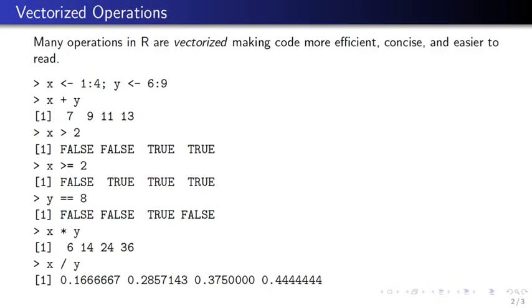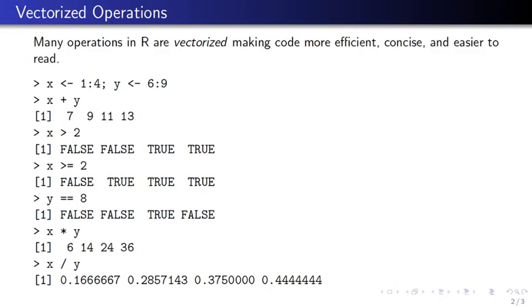Similarly, you can use the greater than or less than symbols to give you logical vectors. For example, x greater than 2. Well, x is actually a vector of 4 numbers, so which number are you comparing to 2? The vectorized operation compares all the numbers to 2, and gives you a vector of FALSEs and TRUEs depending on which numbers happen to be bigger than 2. You can also use greater than or equal to, and that will tell you which numbers are greater than or equal to 2. And the double equal sign tests for equality. So it will take each element of y and test whether it's equal to 8.